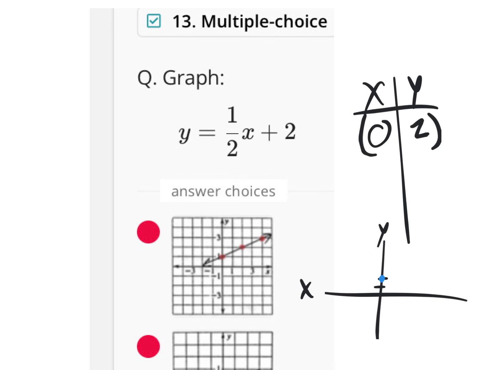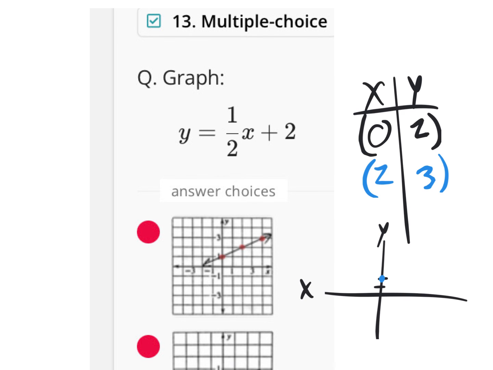Now, I need another point to graph this thing. So I need another input. If I plug in a 1, then that would be 1/2 plus 2, and I'd get 2.5. That's not really nice to have, especially on graphs. So let's plug in another nice input, which would be the denominator of the fraction, because if you plug in a 2, it would cancel out and you'd have no more fraction. When I plug in a 2, 2 and 2 cancel out. You'll have 1 plus 2, which equals 3. So the next nice point would be (2, 3).